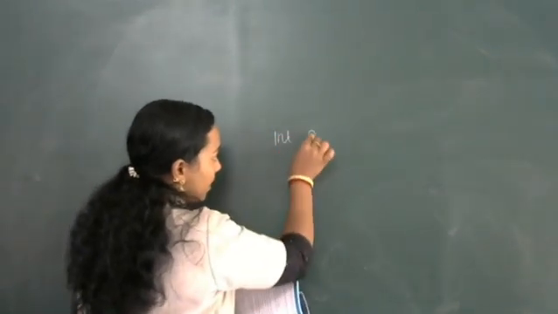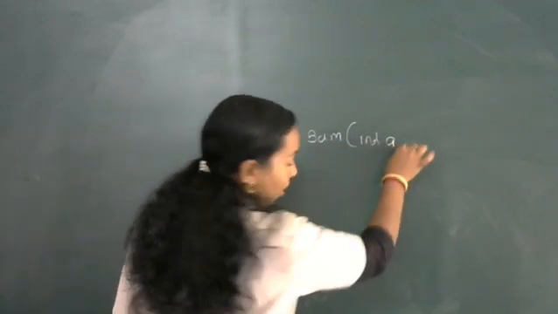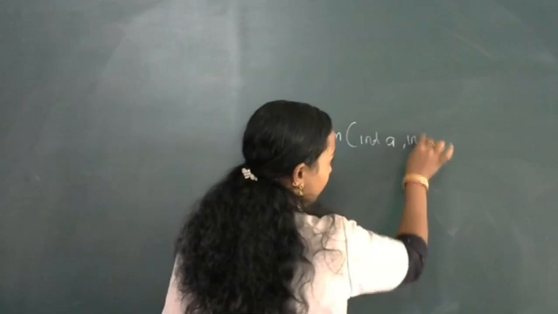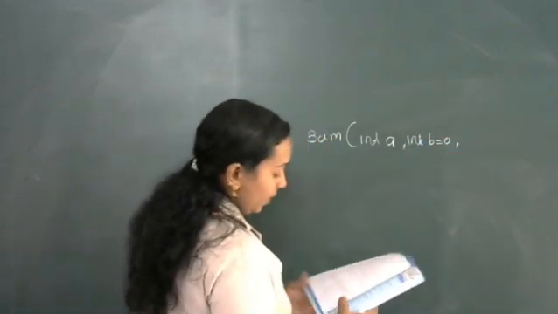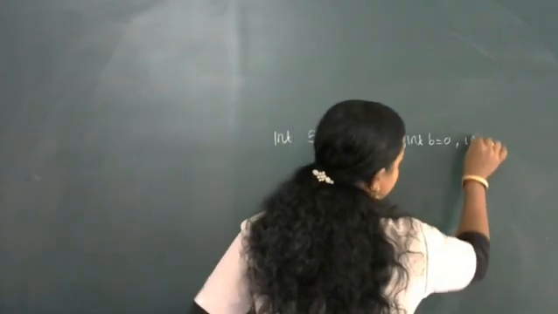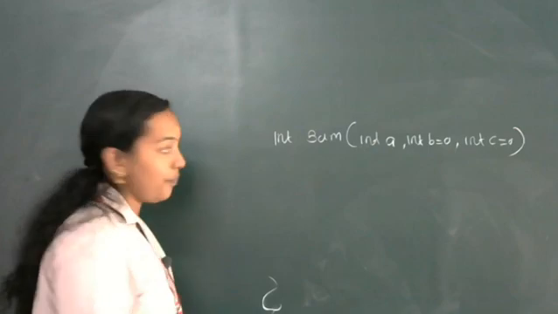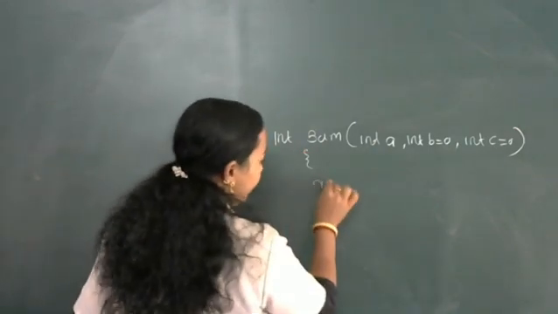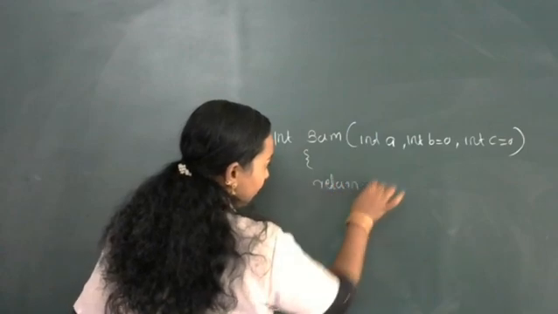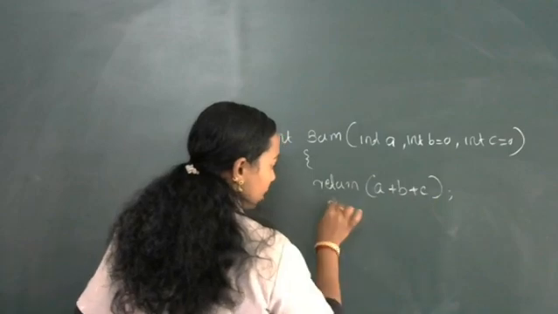First one, int sum, int a comma, int b equal to 0, then int c equal to 0. Okay, then after that open the bracket, return a plus b plus c, close the bracket.